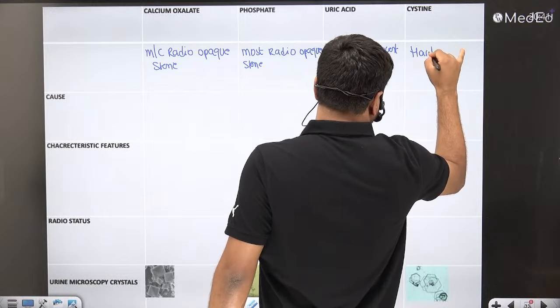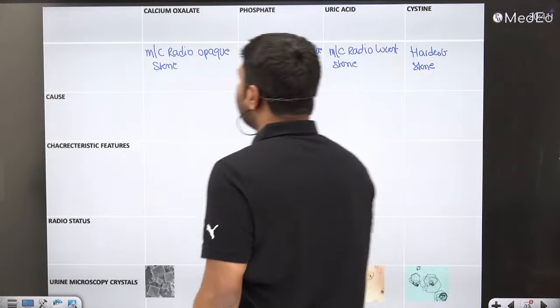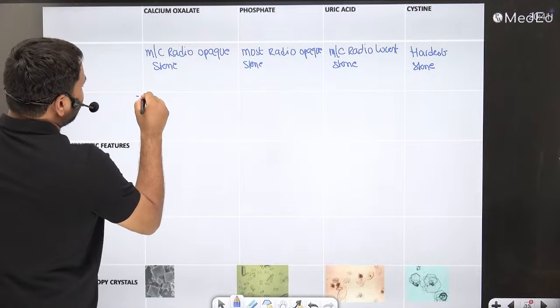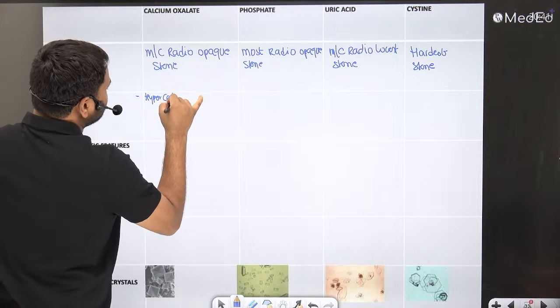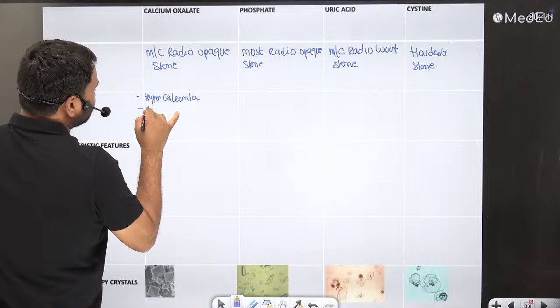Cysteine is considered to be the hardest stone. What is the cause for the calcium oxalate stone? It can be because of hypercalcemia. It can be because of hypercalciuria.